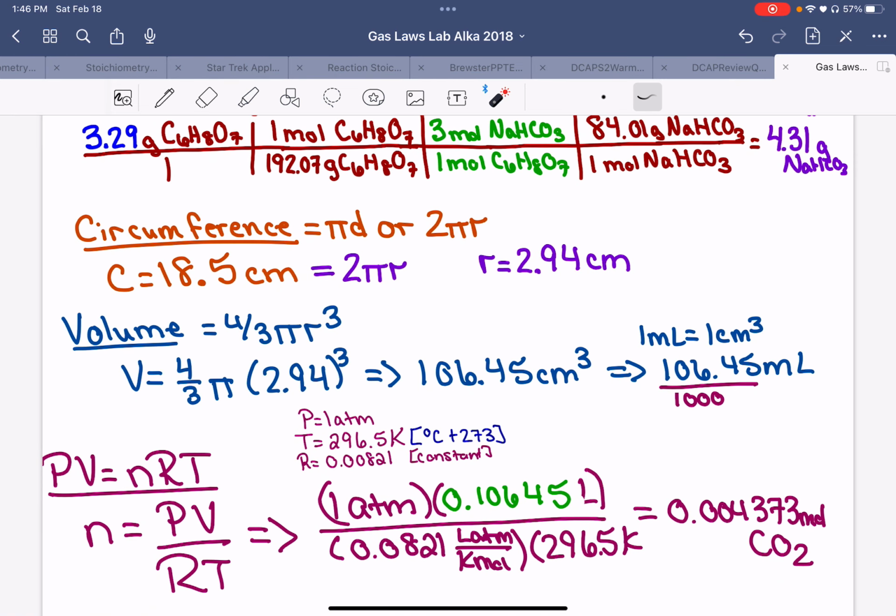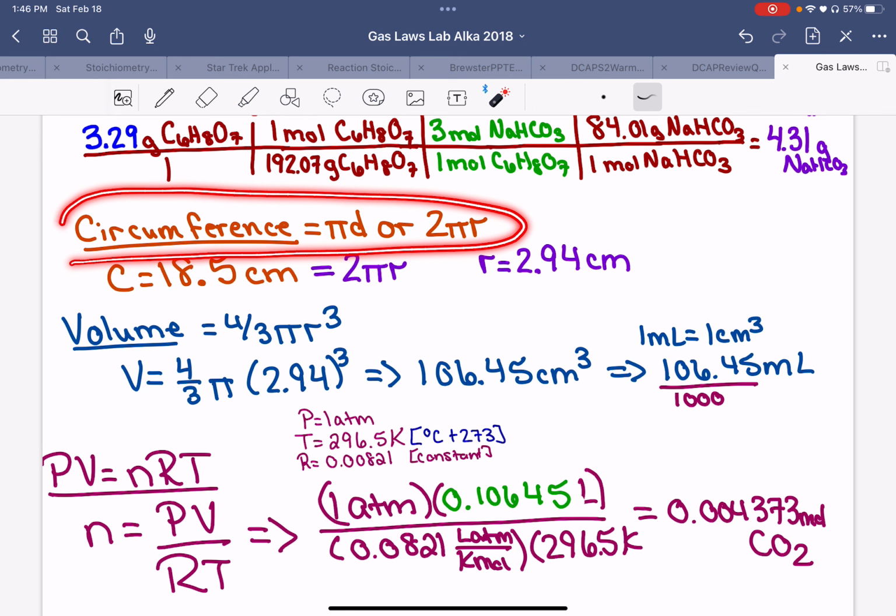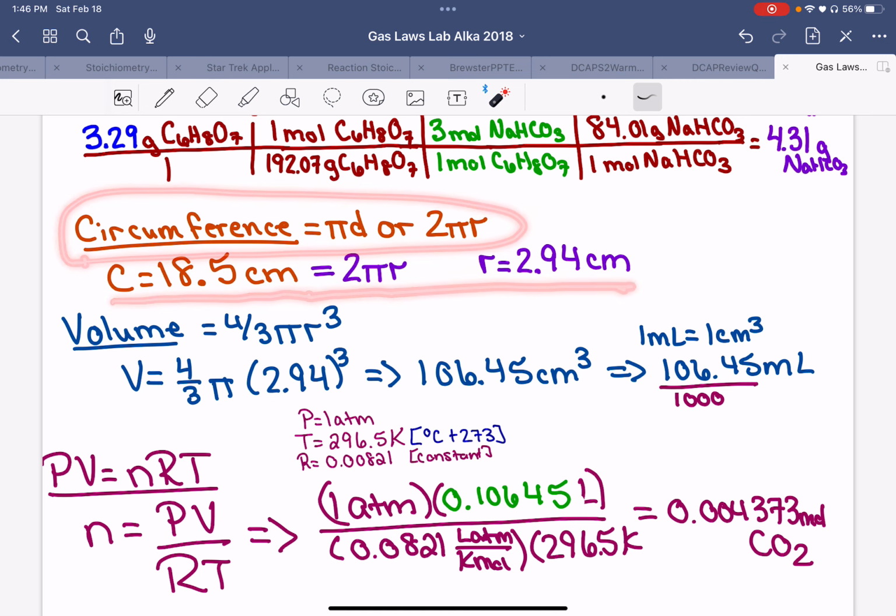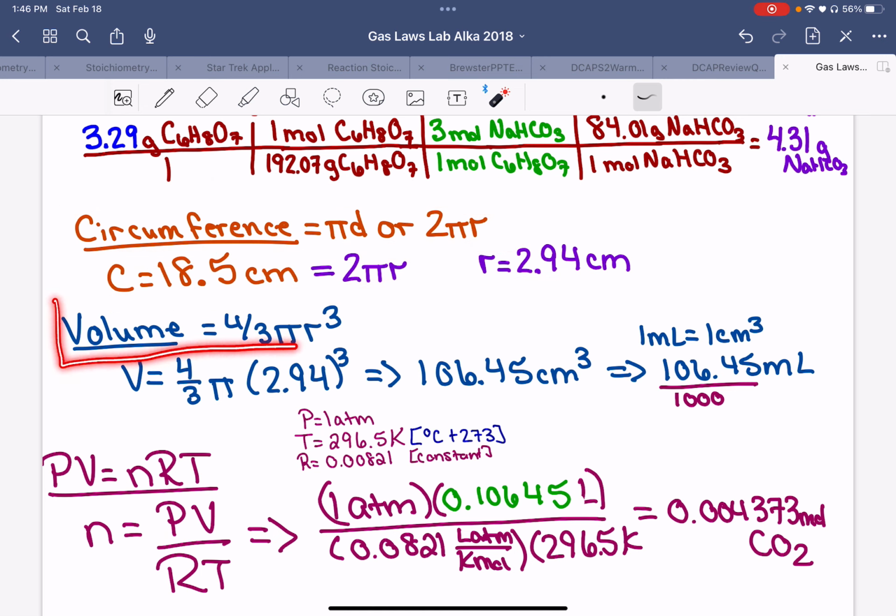Okay, we get our circumference, and we go back to geometry, and remember that circumference is pi d or 2 pi r. Once we have that, we find out what our r is. So we take our C because we took our string, we measured the balloon, we do 2 pi r, we find out that r is, for this group, 2.94. Going back to geometry again, we have to use the volume equation. Volume is 4/3 pi r cubed. Okay. And we find out that we got 106.45 centimeters cubed.